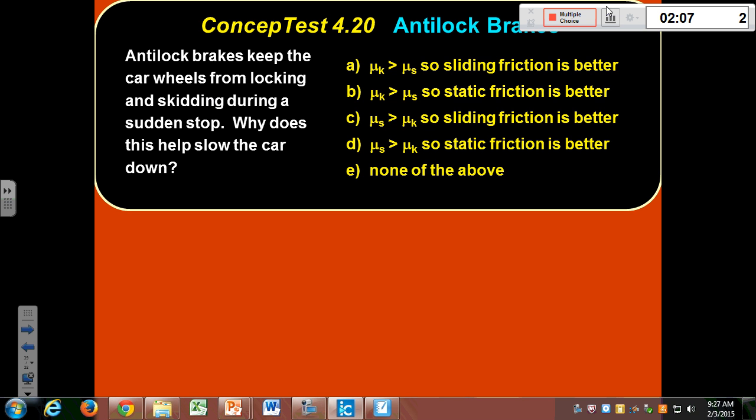So that's what an anti-lock braking system does. But why does this help to slow the car down? Can you describe it in terms of your coefficient? Remember this mu symbol is the coefficient of kinetic or static friction. Is the coefficient of kinetic friction bigger or smaller than the coefficient of static friction? Which is better, the sliding or kinetic friction or the static friction?